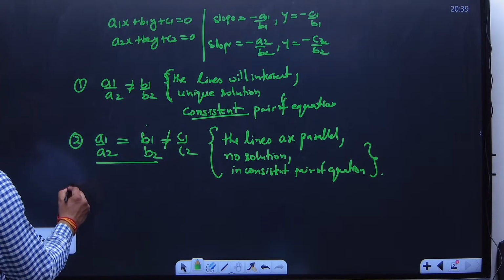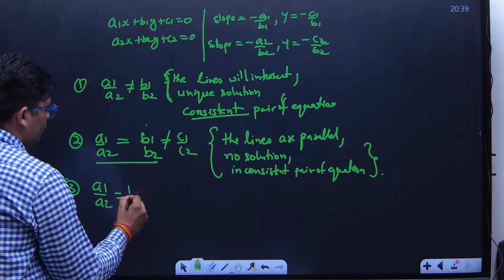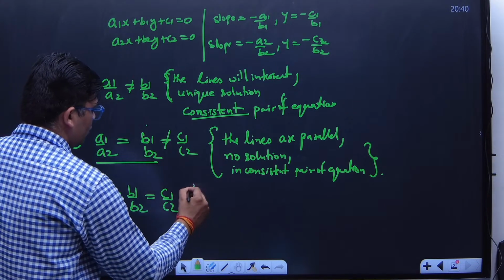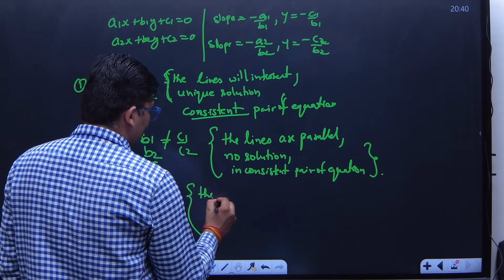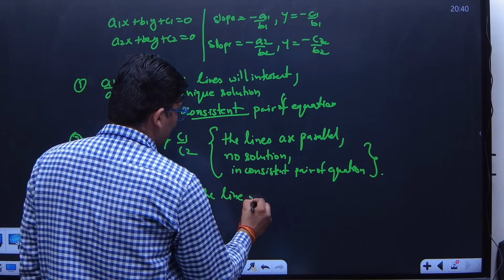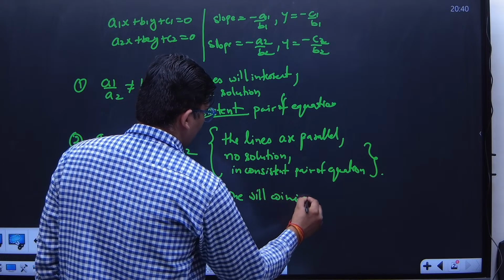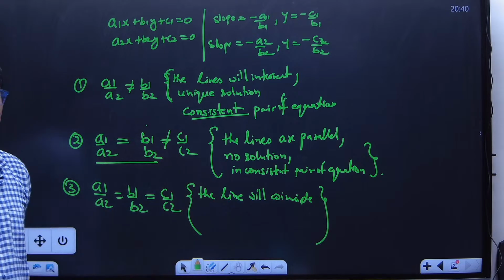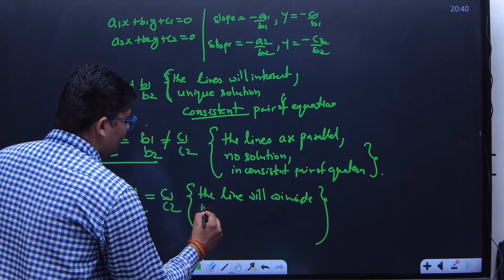No, sir. Then we have the third kind of line, which is a1 upon a2 is equal to b1 upon b2 is equal to c1 upon c2. So for this we will say the lines are coinciding. The lines will coincide. Coinciding means they are the same lines. So everything is same, including the y-intercept. So we will say infinitely many solutions.